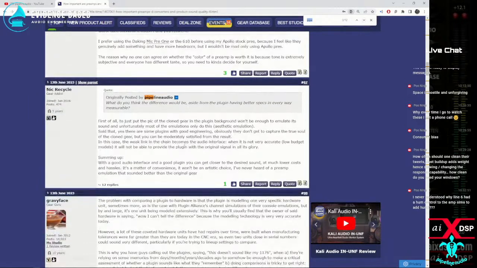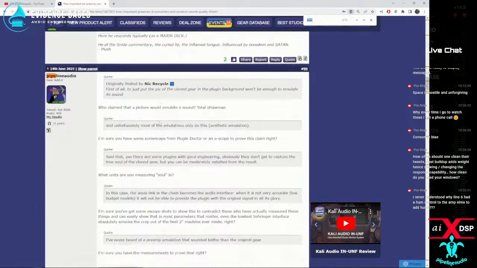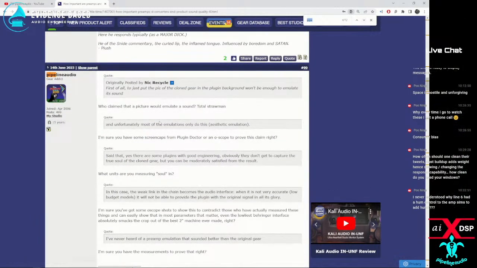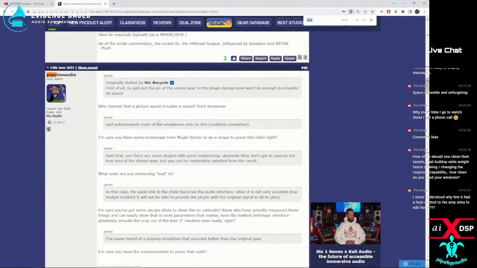Okay, so the guy asked, what do you think the difference would be aside from a plugin having better specs in every way measurable? He says, "First of all, just to put the pic of the clone gear in the plugin background won't be enough to emulate its sound, and unfortunately, most of the emulations only do this." That's not true at all. And let me see if I responded to this. Okay, so here we go. So I say, who claimed that a picture would emulate a sound? That's a total straw man.